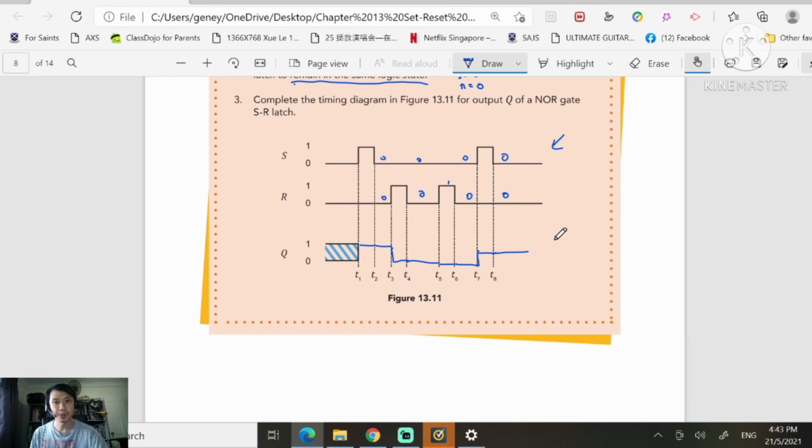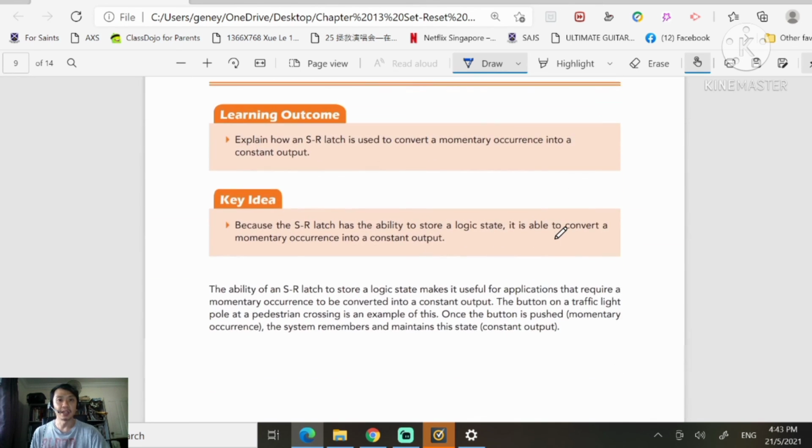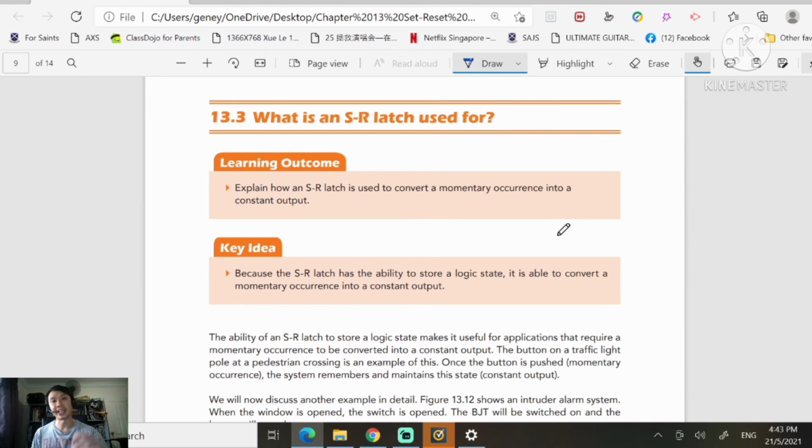Okay, cool. The next part: what is an SR latch used for? I'm going to start a new video on that. So stop the video here, and the next video will run through what you need to know for this. Be very familiar with it before watching the next one. What an SR latch is used for.